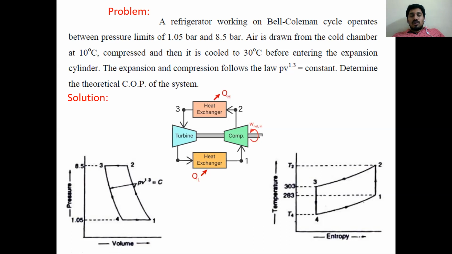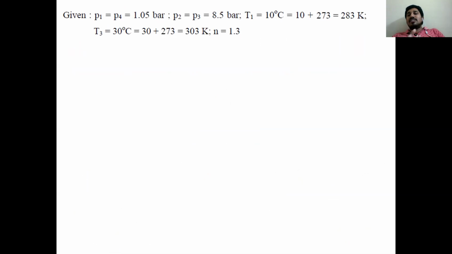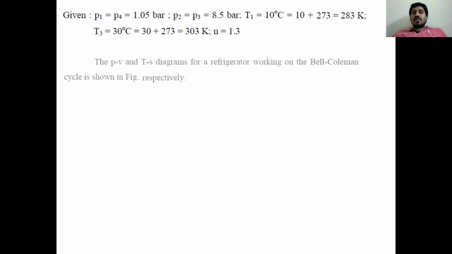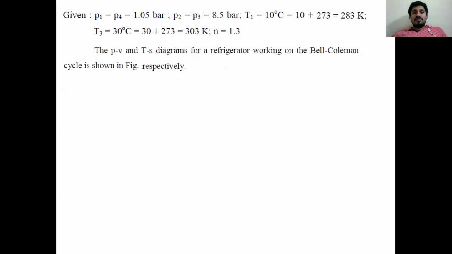Now we'll enter into the problem. Solution. Given data: which data is given? Two pressure limits. P1 is equal to P4, 1.05 bar. Highest pressure P2 is equal to P3, 8.5 bar. T1, before entering the compressor, is 10 degrees Celsius or 283 Kelvin. Before entering the expander or expansion cylinder, T3 is equal to 30 degrees Celsius, which is 303 Kelvin. Polytropic index n is 1.3. These values were given. PV and TS diagrams were prepared as shown in the figure.